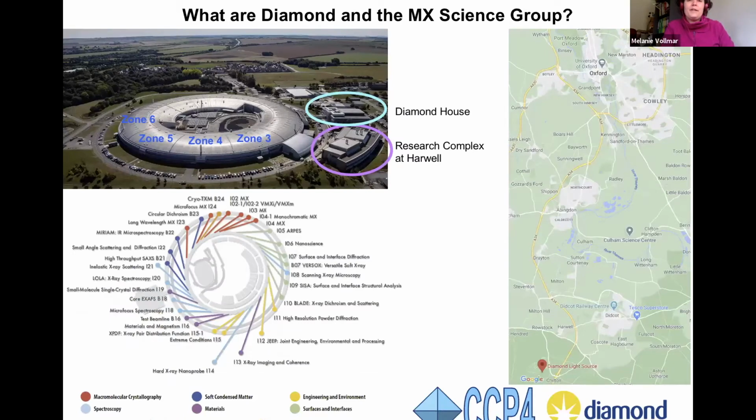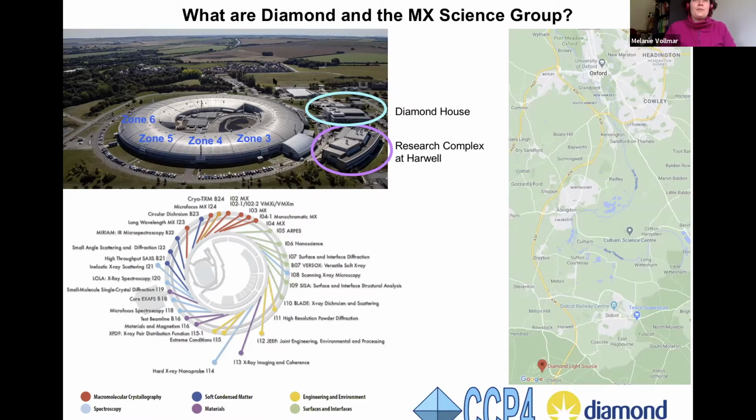DIAMOND is the UK's national synchrotron facility, so it's a particle accelerator. And within DIAMOND, I'm part of the MX Science group. To give you a bit of an idea, on the map, you've got Oxford up here, and then you've got DIAMOND down here. Can you see that, I hope? It's along the A34, roughly about half an hour's drive. It's in the middle of the countryside in the middle of nowhere.